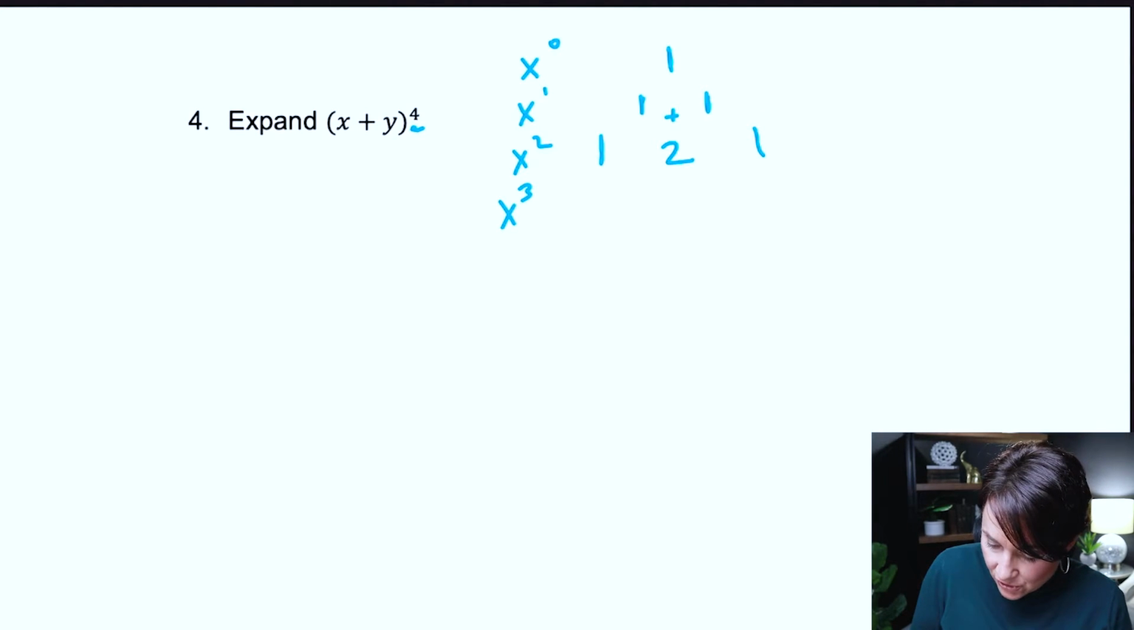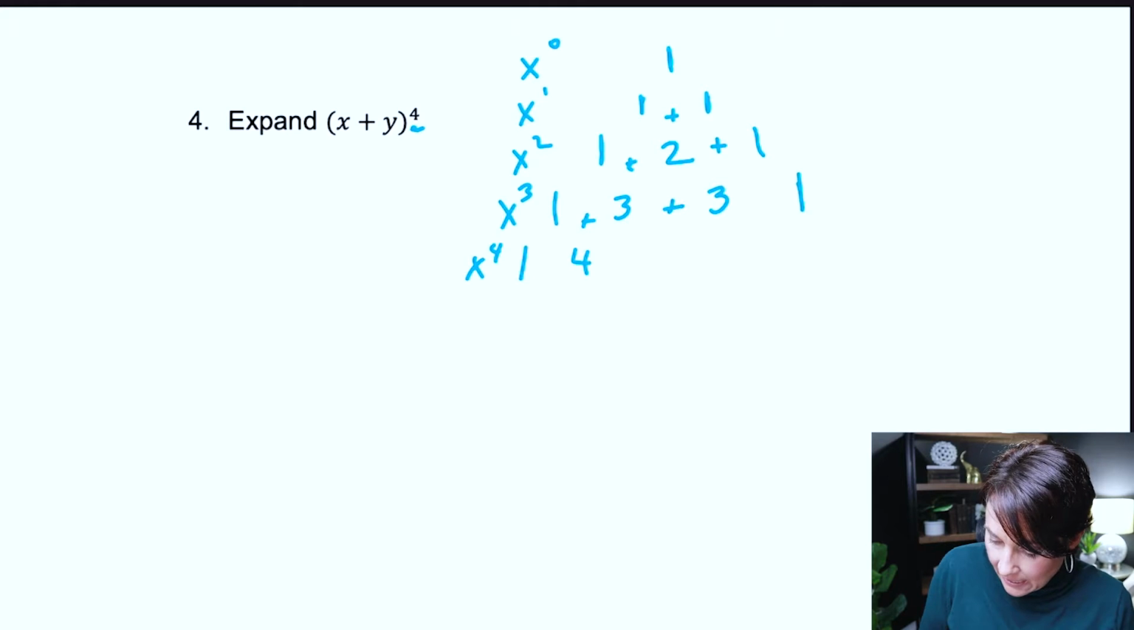X to the third, I'm going to start with 1. I'm going to add these two, which is 3. I'm going to add these two, which is 3, and I'm going to end with 1. X to the fourth, bringing it out a little bit more, I'm going to start with 1. I'm going to add these two. I get a 4, I get a 6, I get a 4, and again, I'm stopping with a 1.